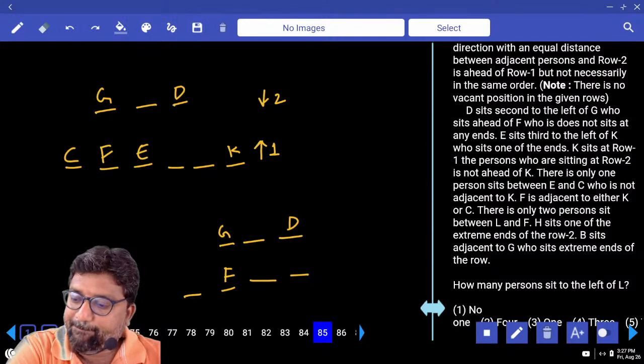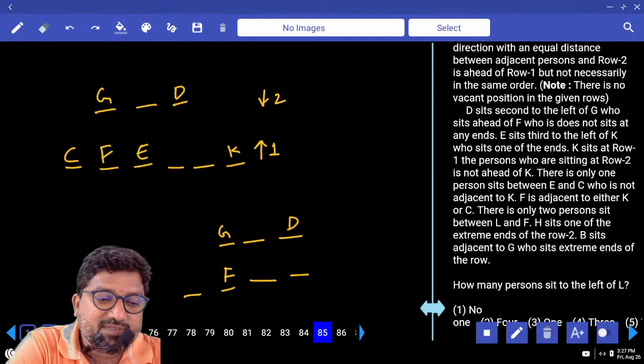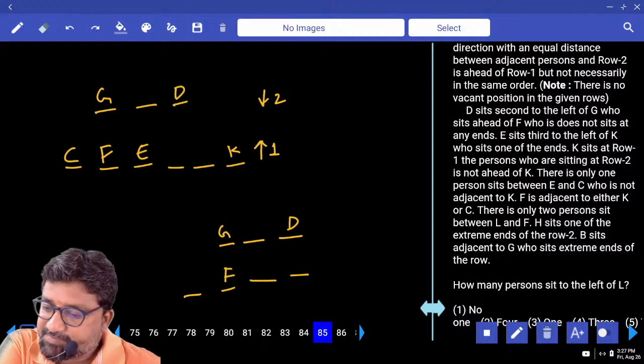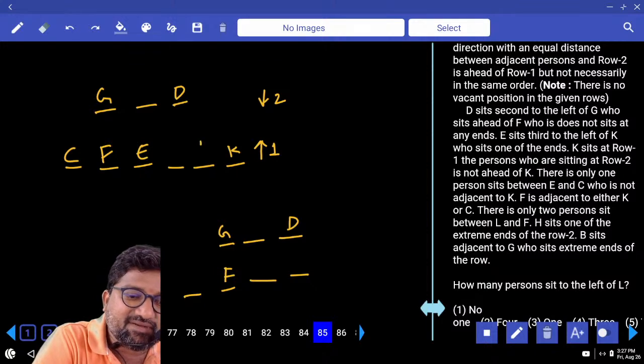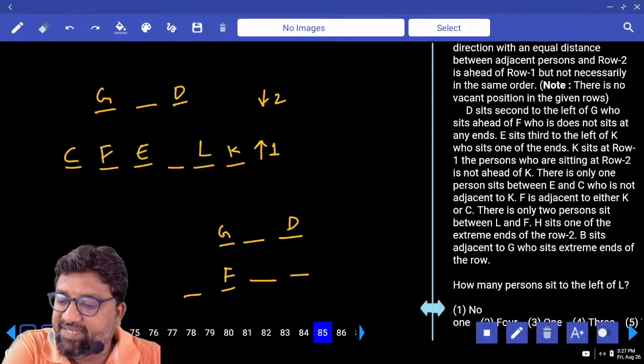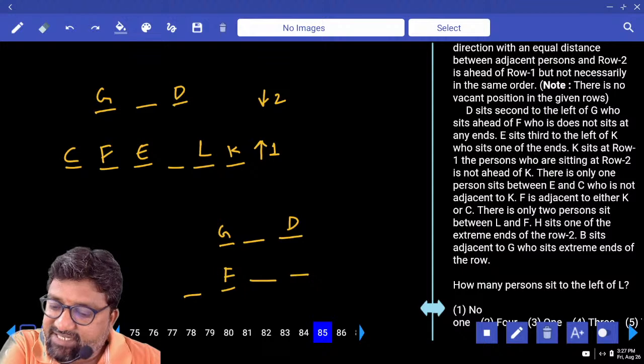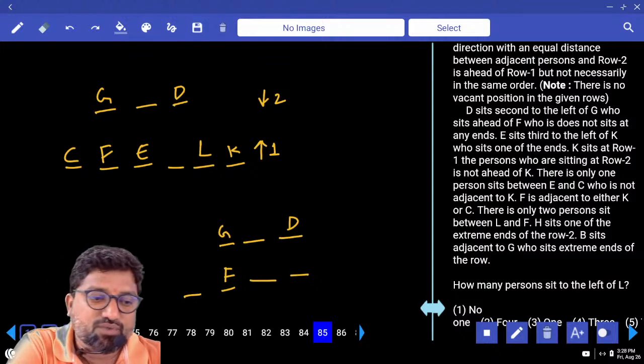Read the next line. There is only 2 persons sitting between F and L. Pakka this is L. Next, H sits at one of the extreme ends of row 2.